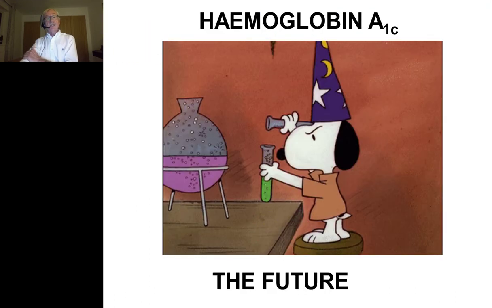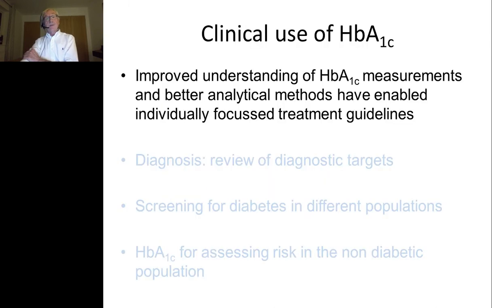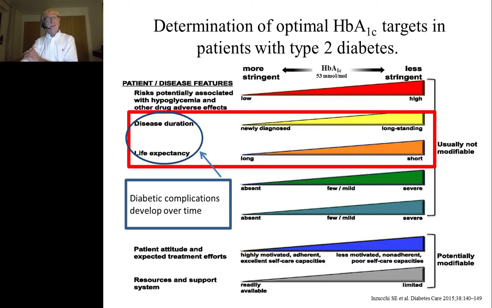So, hemoglobin A1c in the future. Our improved understanding of hemoglobin A1c measurements and the better analytical methods we have these days have enabled us to look more focused on individuals and individual treatment targets. So if you look at these different conditions here, some are modifiable and others are not modifiable. But let's look a bit more closely at disease duration and life expectancy.